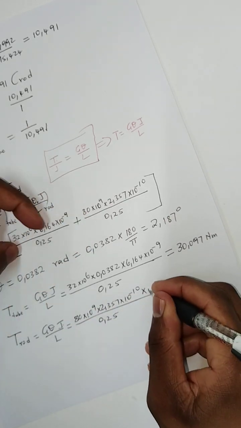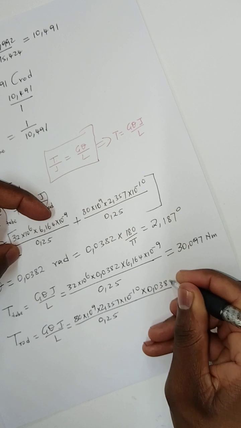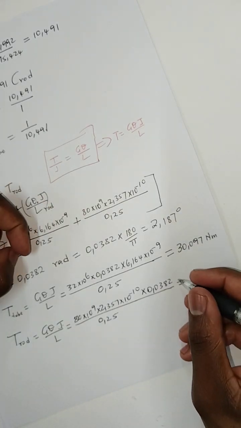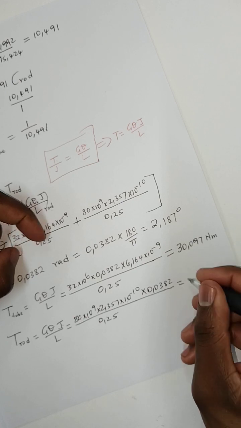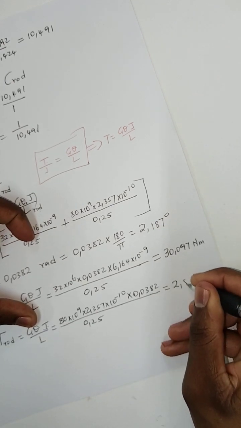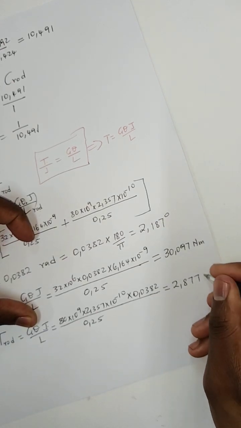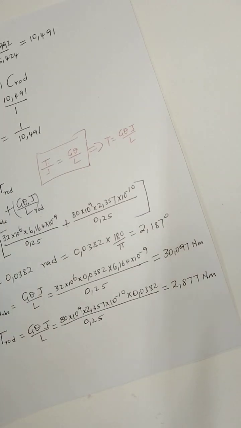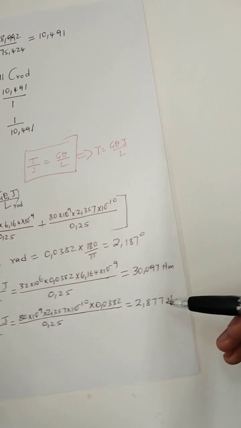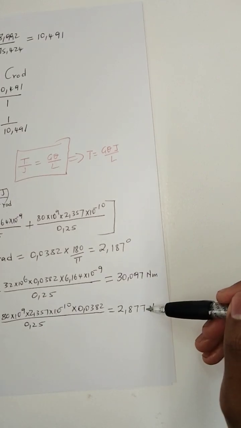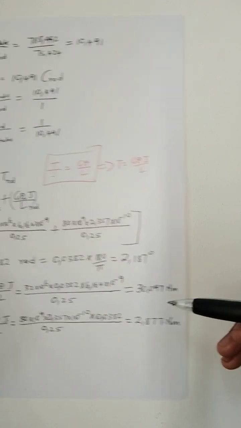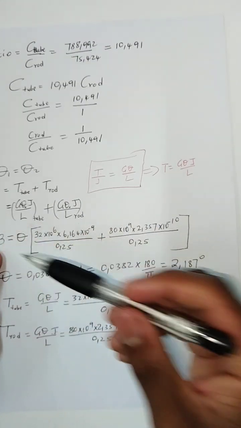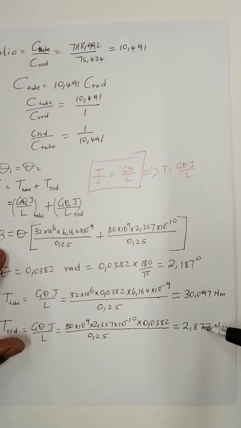Theta will be 0.0382. Then you should get 2.877. Remember, when you add this one and this one, they should give you that 33. Torque for tube plus torque for rod, when you add them, they must give you 33. This one plus this one must give you this.